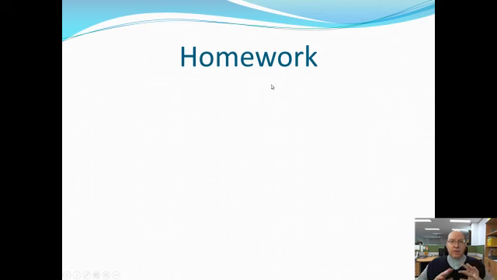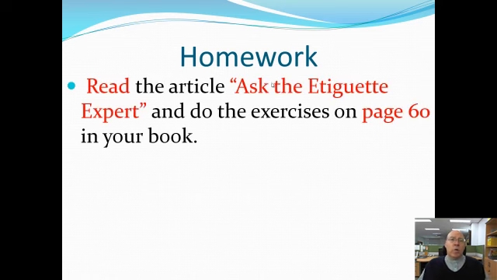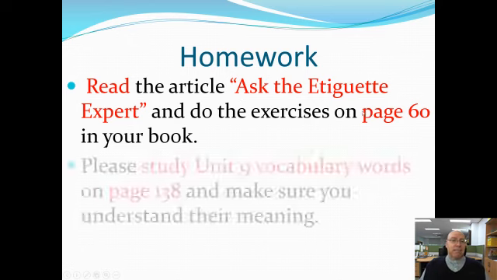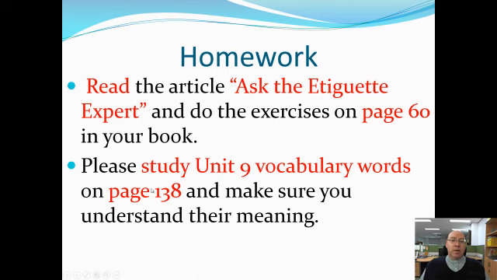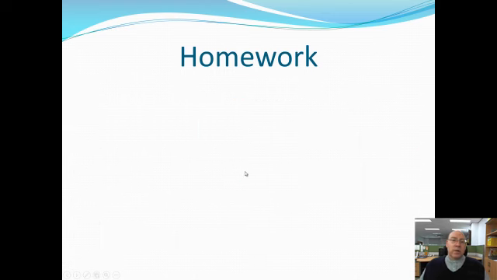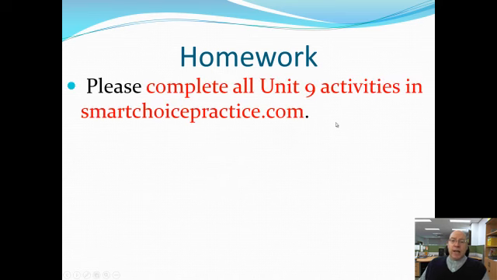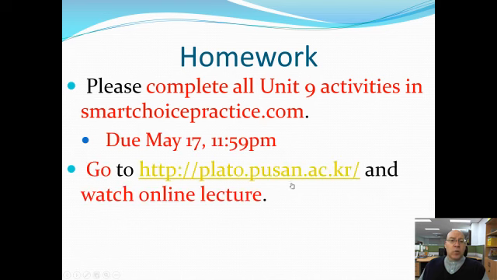This week, there is no conversation with other people. I want to get more into your essay. So your usual homework, please read the story from the unit. This unit story is Ask the Etiquette Expert. Do the exercise on page 60. Study Unit 9 vocabulary words on page 138 as usual. Complete all Unit 9 activities in smartchoicepractice.com. Okay, the usual. And don't forget to watch your Plato video. Don't forget to watch your video because that's really important. That's for your grade as well.